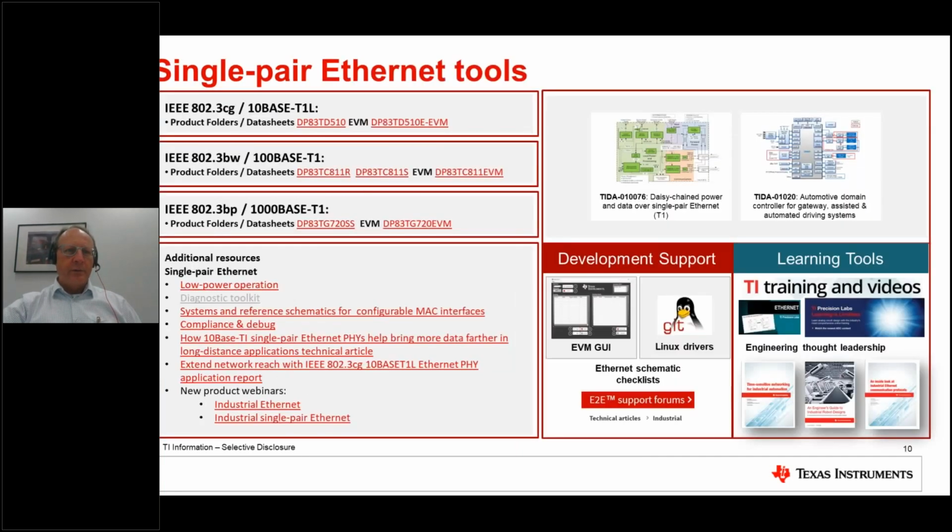An overview: here are all the links on ti.com for the 10 megabit, 100 megabit and gigabit single pair Ethernet. The data sheets and the evaluation modules are available, and then a lot of additional app notes, reference designs and webinars about single pair Ethernet. And of course, you get development support, and there's a lot of information on ti.com to start your single pair Ethernet design today.